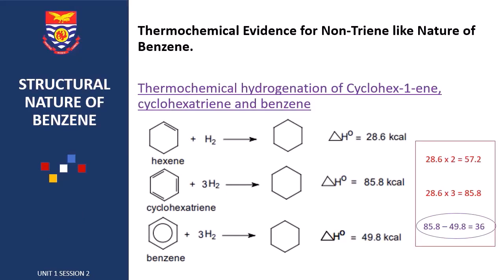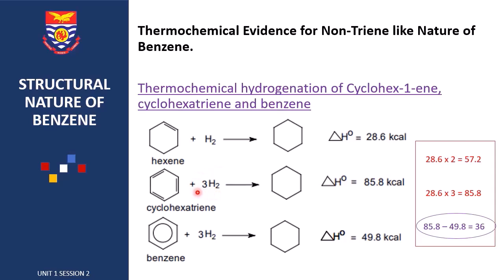So the first evidence we'll be looking at will be the thermochemical evidences, which basically talks about hydrogenation of an alkene. As proposed through this thermochemical evidence, what it tells us is that if you have one alkene functional group, which is a double bond, and you hydrogenate it, the amount of energy being released is 28.6 kilocalories per mole. So, one giving us this amount, we would expect two double bonds to release 57.2 kilocalories per mole.